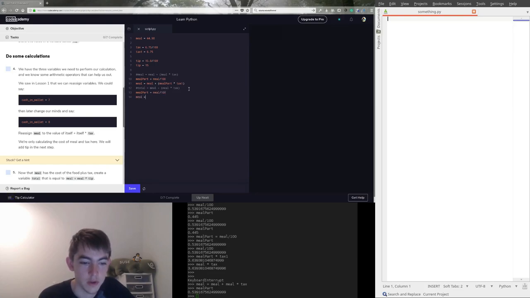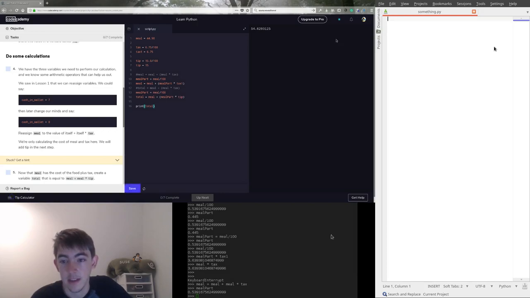But then we can do meal gets, total gets meal plus meal part multiplied by our tip. Swifty. Print out the total, save that, and that is the value we were hoping for, so 54.62. Let's go ahead and prove that their way works too.